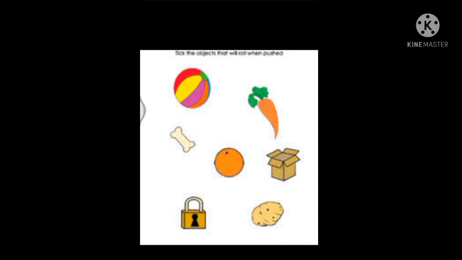So here, students, the question is: tick the objects that will roll. The word roll is given, right? So we have to tick the objects which will roll, meaning objects with a curved or round surface. If we push it, it will roll. It will move on a round surface only, it is not moving in a straight way, right? Here you can see many examples: ball, bone, clock, lock, orange, potato, box, and carrot. These are the objects. Now among these we have to find out which objects will roll.